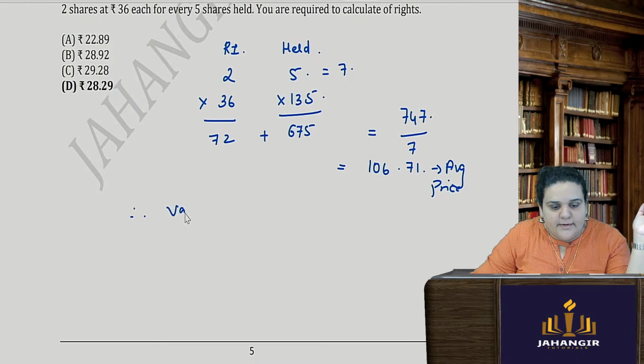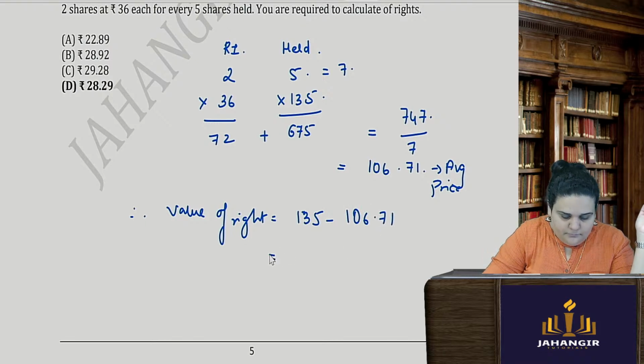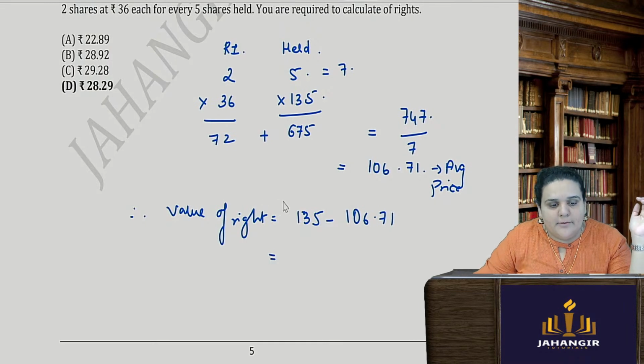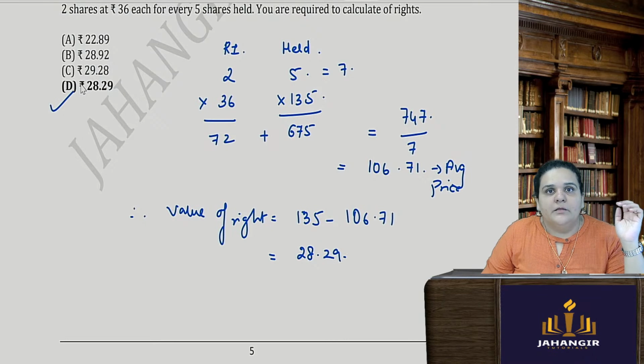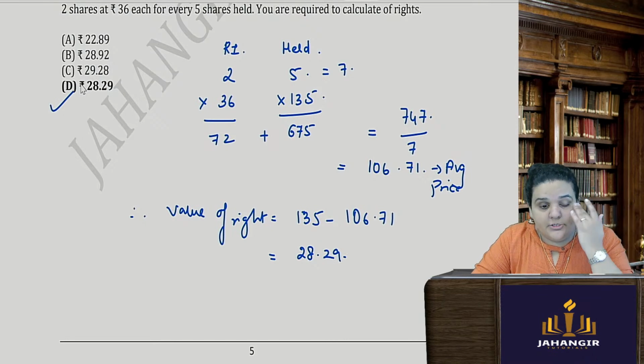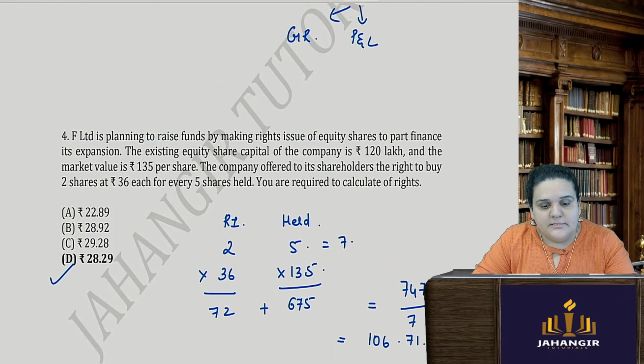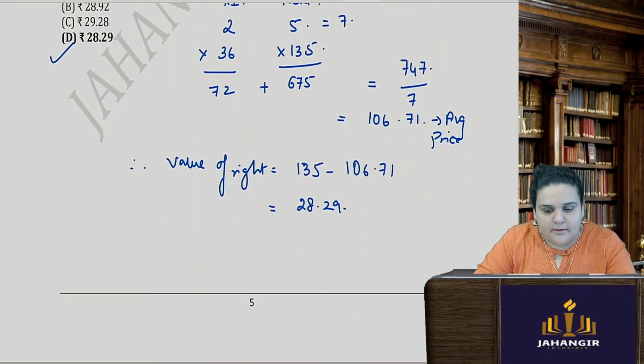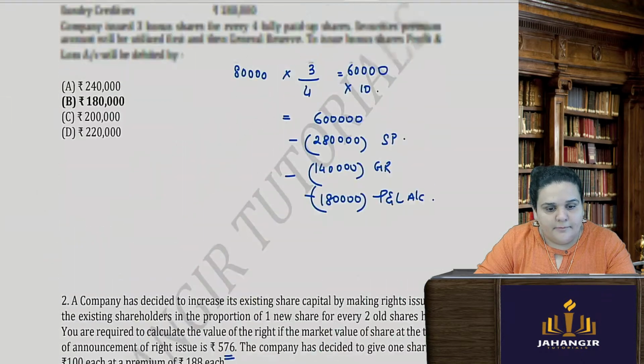Therefore, value of right, market price is 135 minus 106.71. 28.29 is the answer. Okay. So I hope the right issue and the bonus issue have become clear. You'll be able to solve these MCQs very easily. Okay, there is nothing to worry about.